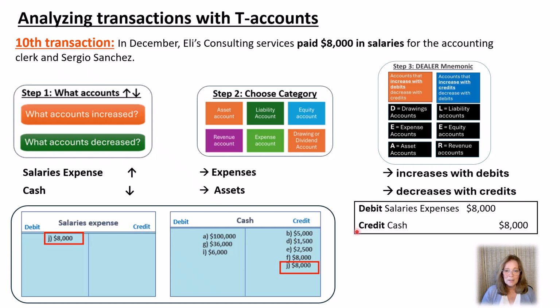We'll now write this transaction using T accounts. We'll set up a new T account for salaries expenses and write the transaction ID of J and the amount of $8,000 into the debit column of the salaries expense account. Next, we find the T account for cash, write the transaction ID J and the amount of $8,000 into the credit column of the cash T account. Let's move on to transaction number 11.